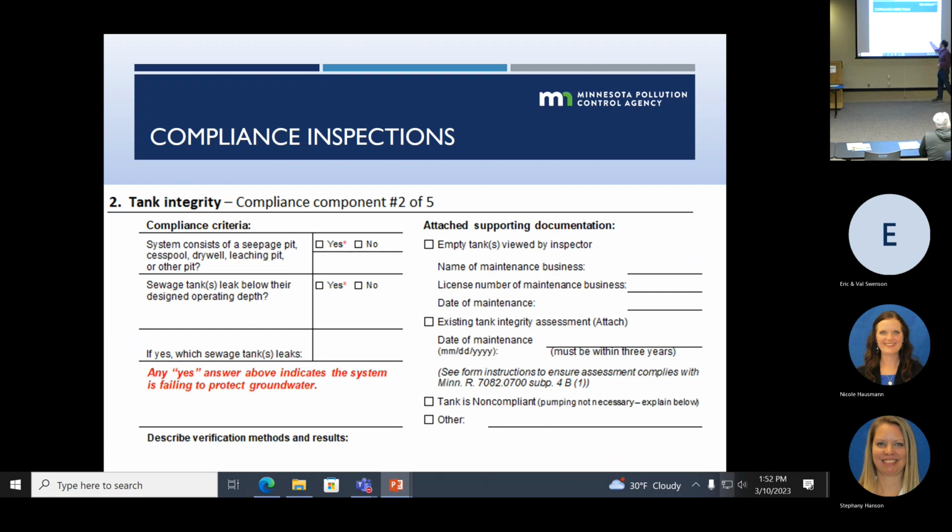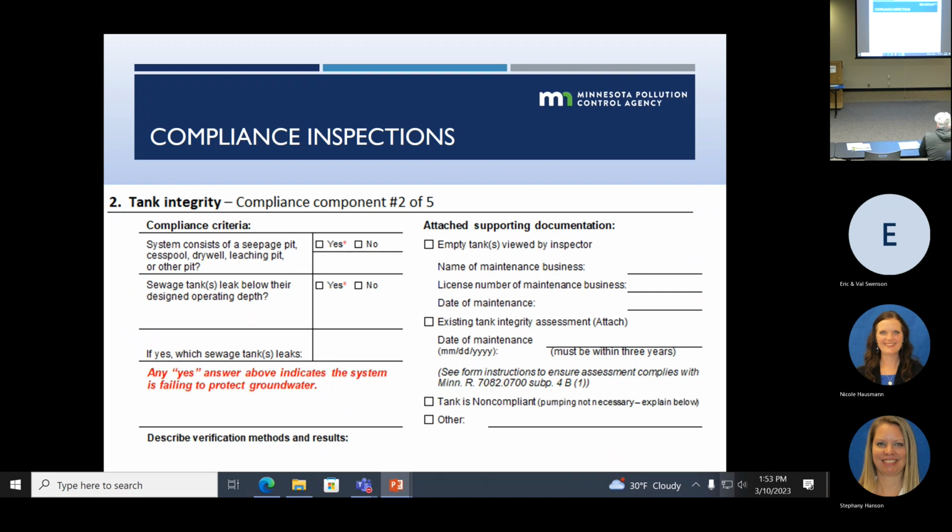So the other option is existing tank integrity assessment attached. So if you check that box, just like the one above it, that means you now have this line below there you have to fill out. And again, it's not complicated info that you don't know. It's what was the date of the maintenance? That's it. And then you'll notice it says in that line, existing tank integrity assessment, and then in parentheses, attached. If you've chosen this option, that means you have to attach. Not optional at that point.